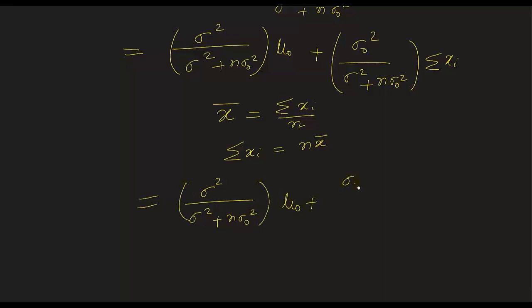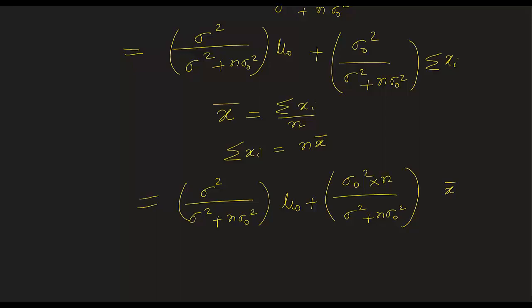this plus, and in this case this will simply become n times x bar. So I can take n inside also. So we can write n inside. So this becomes sigma square n.